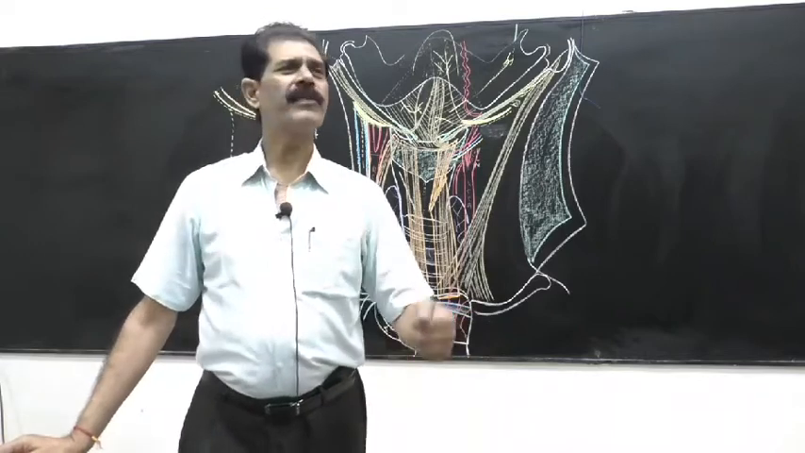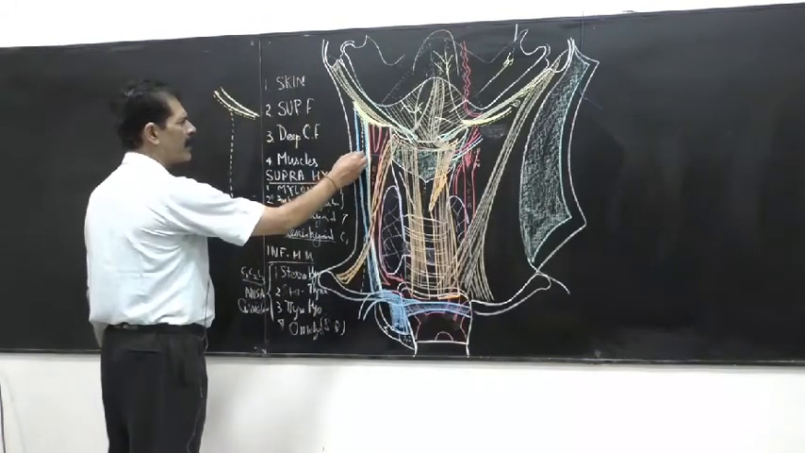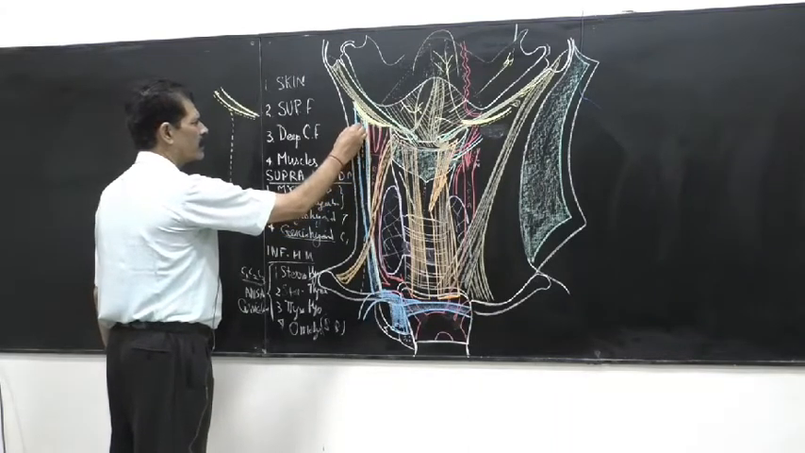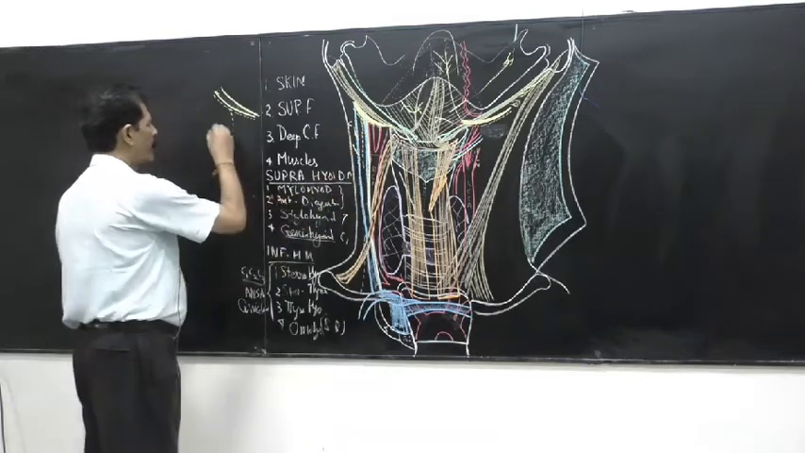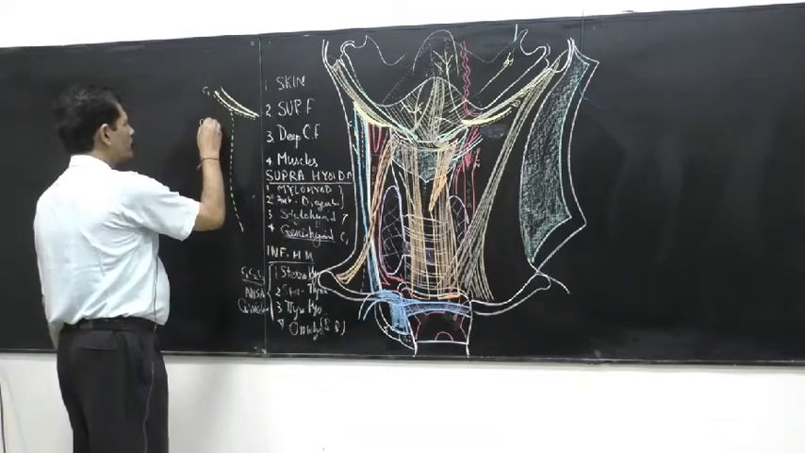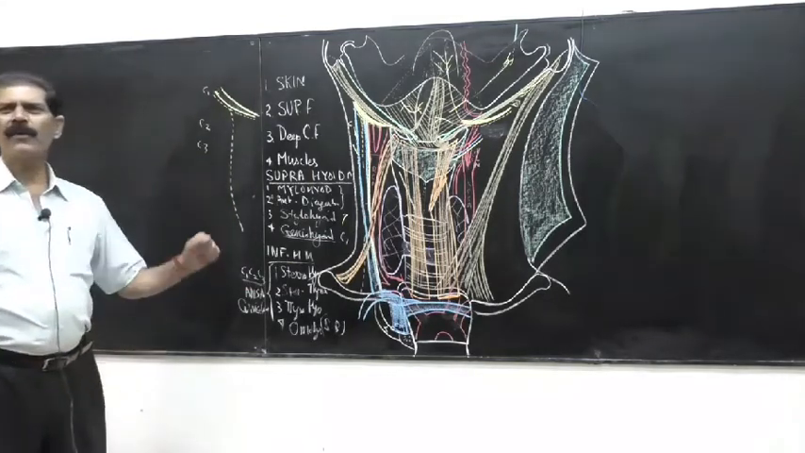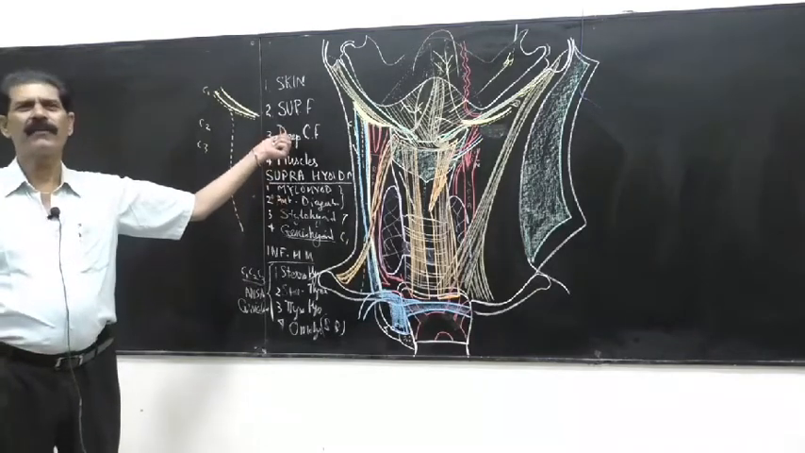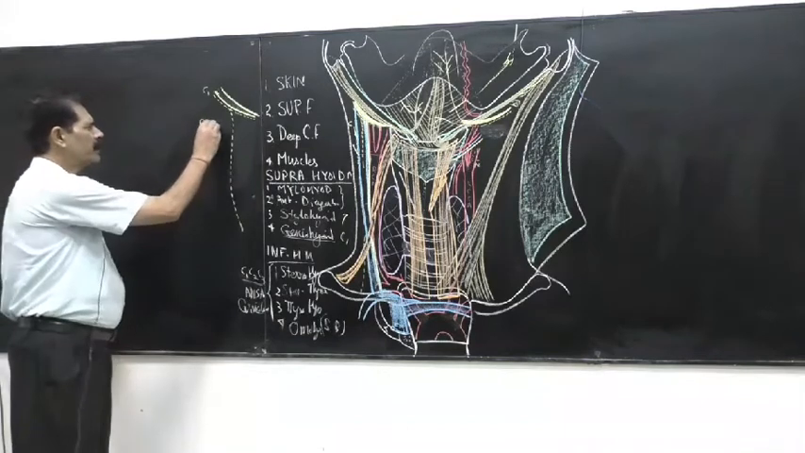Then what is the fate of C2 and C3? C2 and C3, they either lie lateral to the vein. C2 and C3 fibers are also very weak. They do not have the hypoglossal nerve as a companion like C1 has. So unity is the strength. C2 and C3 meet together.